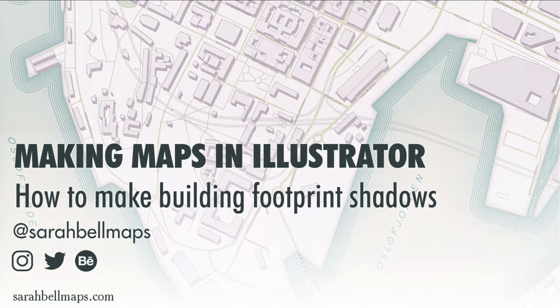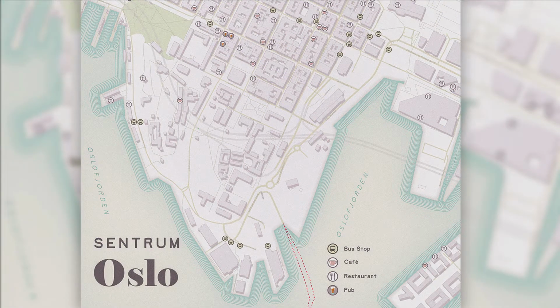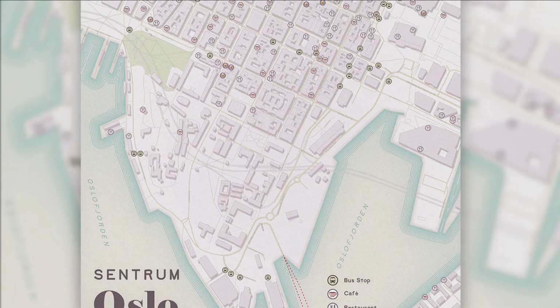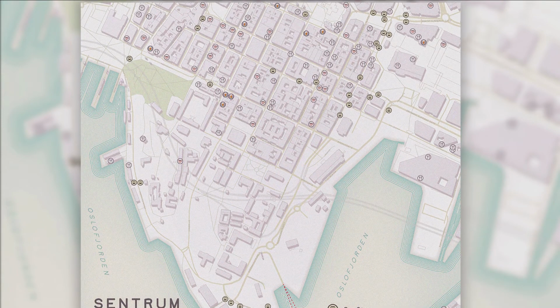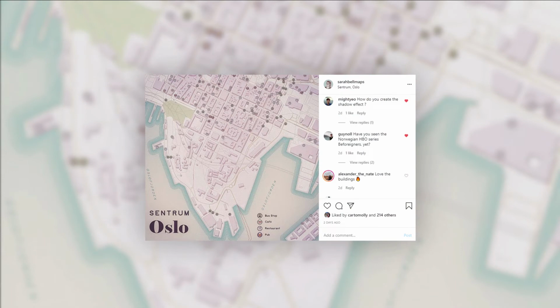Today I'll be showing you all how to make building footprint shadows using Adobe Illustrator. And I'm going to be using this work in progress of the Centrum neighborhood in Oslo, Norway, to show you this technique today. The reason I'm sharing this tutorial using a map I haven't quite finished yet is that I posted this work in progress a few days ago on Instagram, and a few folks either commented on or asked how to create this shadow effect.